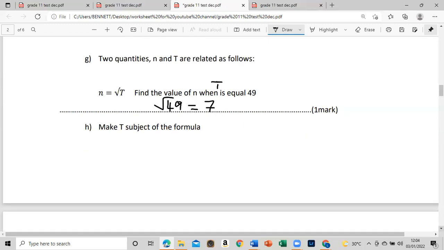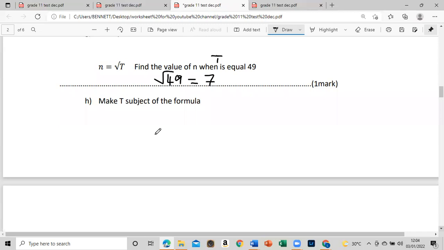Alright, it says make t subject of the formula. So let us rewrite it. N is equal to square root of t. Alright, so we have to take the inverse. So we have to square this. Opposite of square root is square. So therefore, n squared is equal to t, and that is our answer.